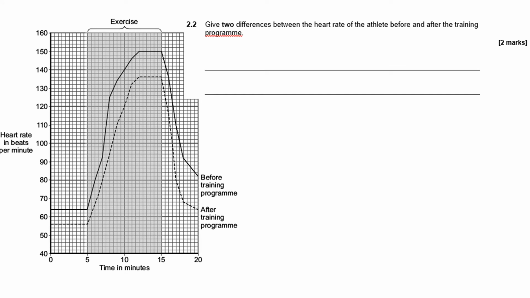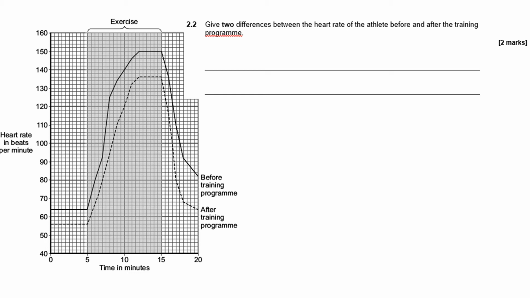Question 2.2. Give 2 differences between the heart rate of the athlete before and after the training program. Now, it doesn't ask you to explain these differences. It's just asking you to state what the 2 differences are on the graph. And there's a few different answers you could give.